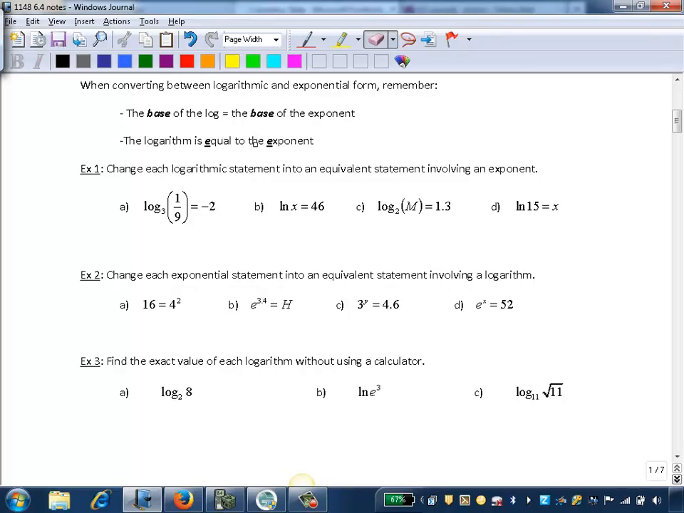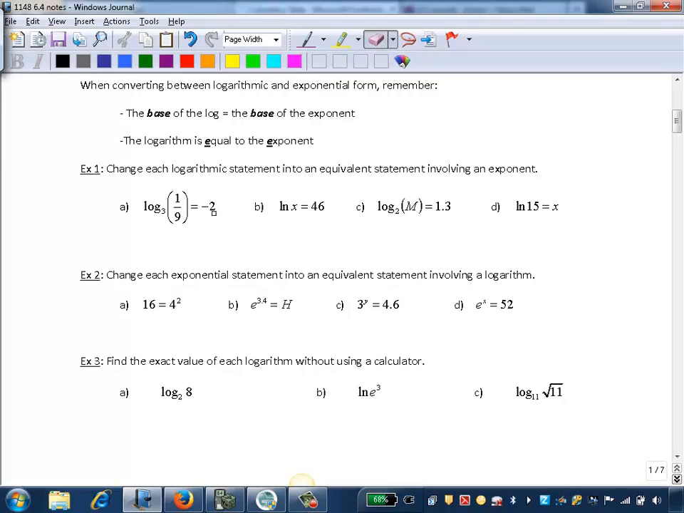So I kind of remember these: e equal starts with e, exponent starts with e. The logarithm is always going to be equal to the exponent. So let's jump right to example 1. We want to change each logarithmic statement into an equivalent statement involving an exponent. So all this involves is understanding the definition of a logarithm.